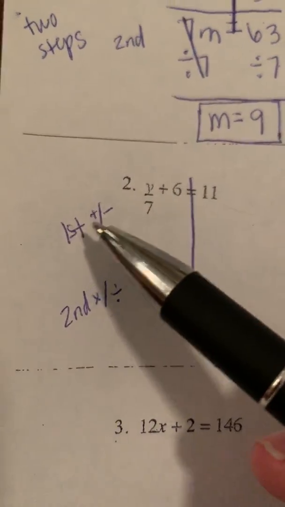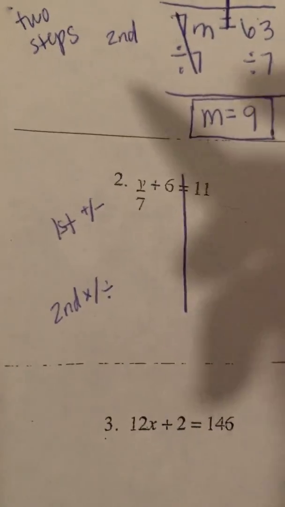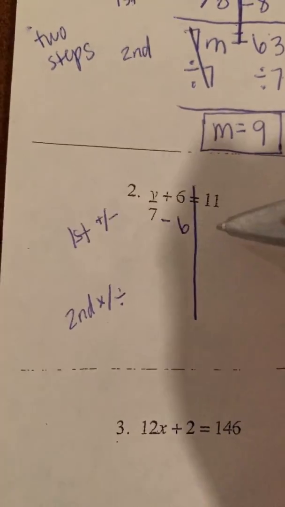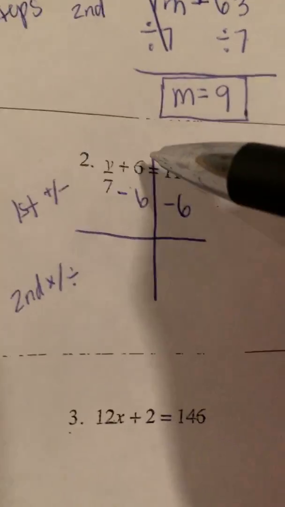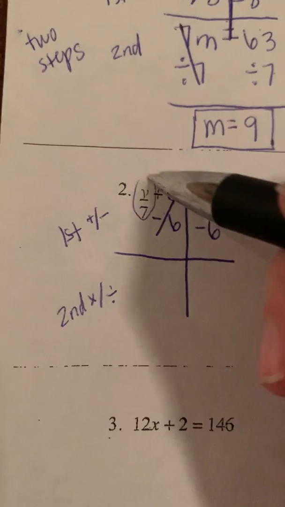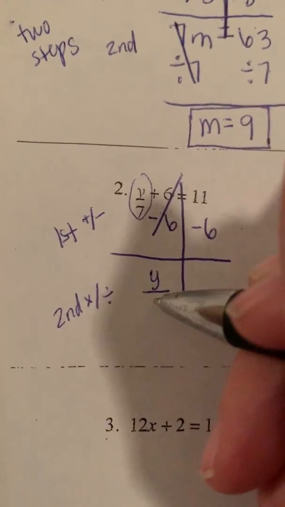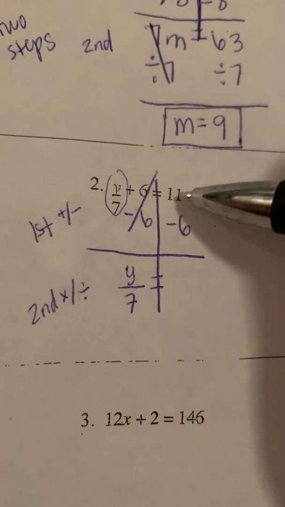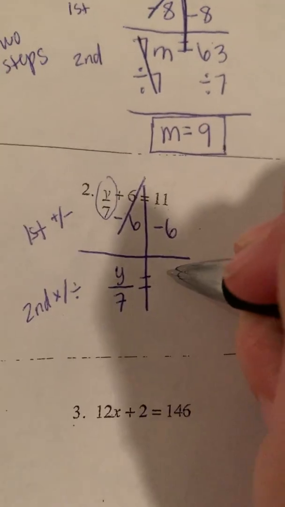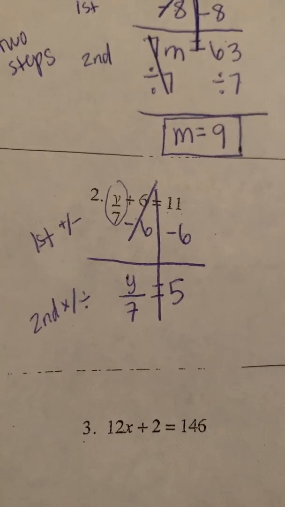So since my first step is going to be add or subtract, I have the opposite of adding 6, which is subtracting 6 on both sides. 6 minus 6 is 0. I bring down this whole thing, y divided by 7. Bring down my equal sign. 11 minus 6 is 5.